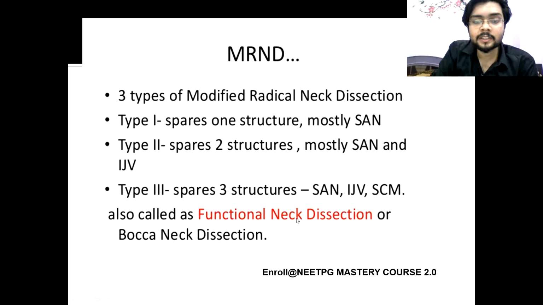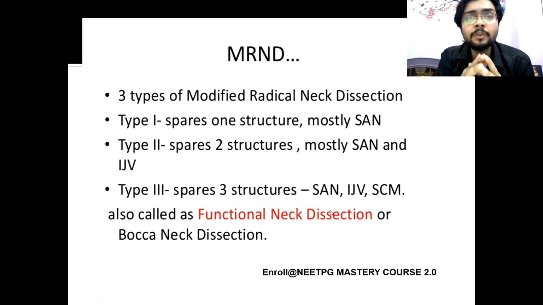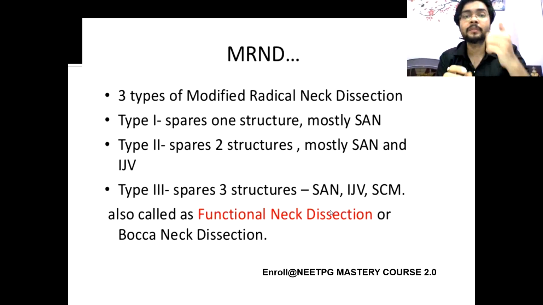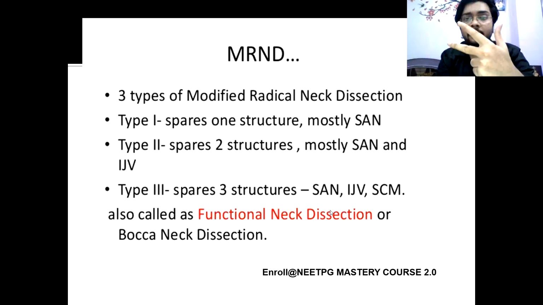So basically this is the functional neck dissection. The type 3 MRND is also called functional neck dissection. Now they can ask you which groups of lymph nodes or which structures are not removed in functional neck dissection. In functional neck dissection, only the cervical group of lymph nodes 1 to 5 are removed and all three, that is spinal accessory nerve, IJV and sternocleidomastoid, are preserved. So you have to remember three things: spinal accessory nerve, sternocleidomastoid and IJV. These all are preserved in type 3.